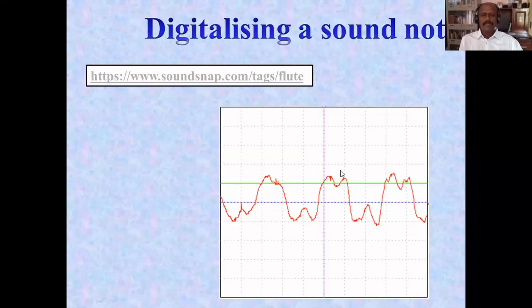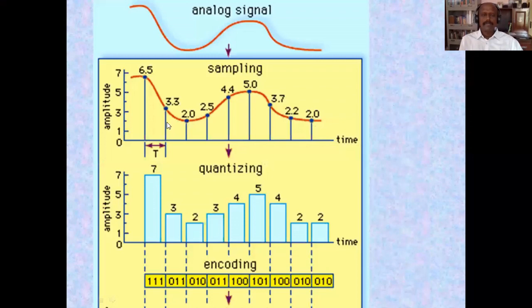So sound is a form of wave. Let us take a wave like this, which is a part of a sound. Now I consider the wave at different time intervals, technically called periods. At the beginning, the amplitude of the sound is 6.5 units. After T seconds, the amplitude of the wave decreases, and now the amplitude is 3.3 units, and it goes on at different periods of intervals.